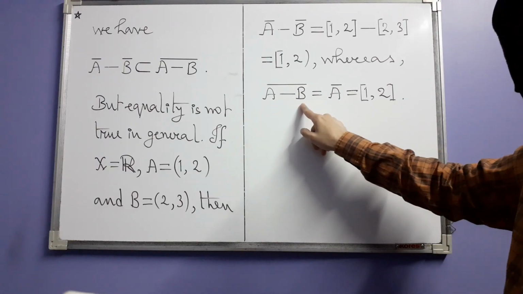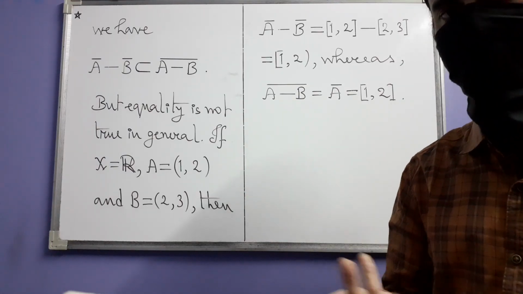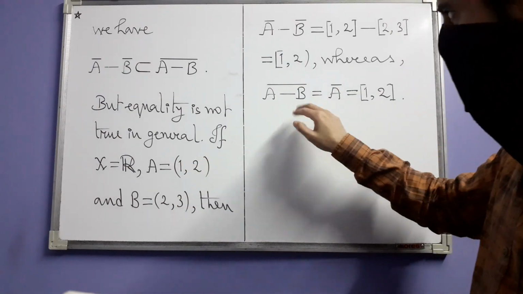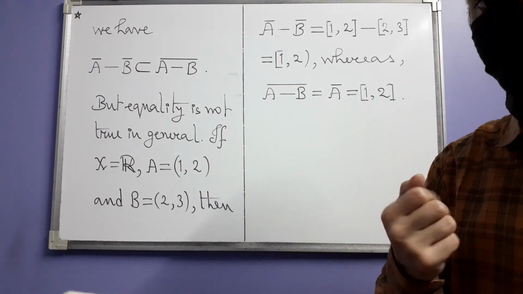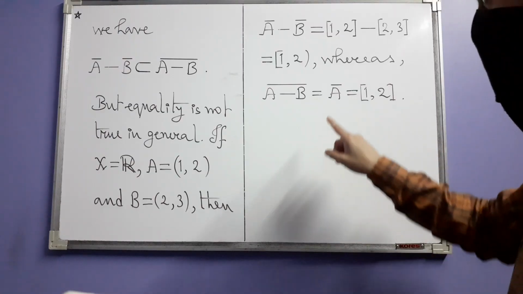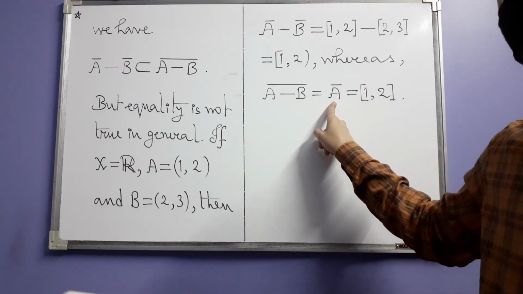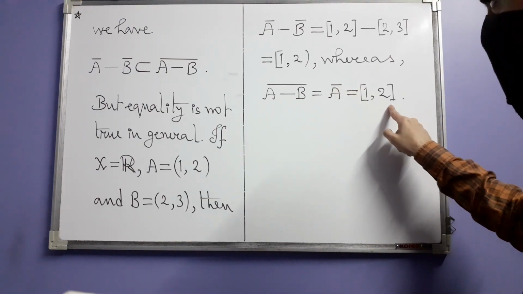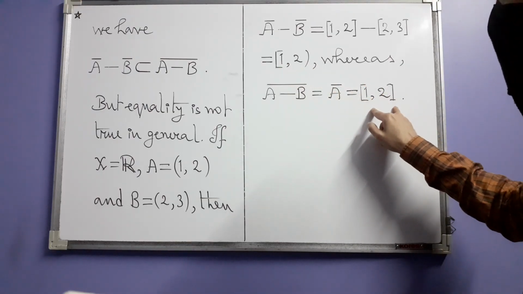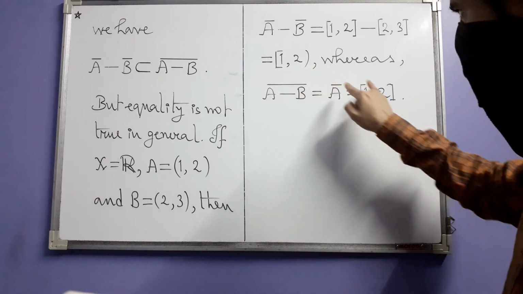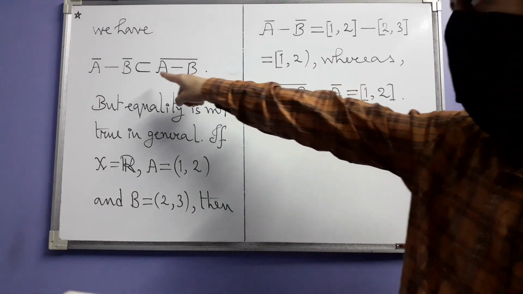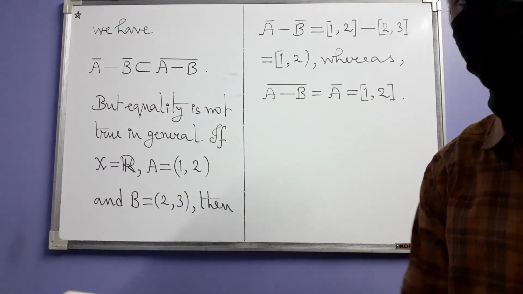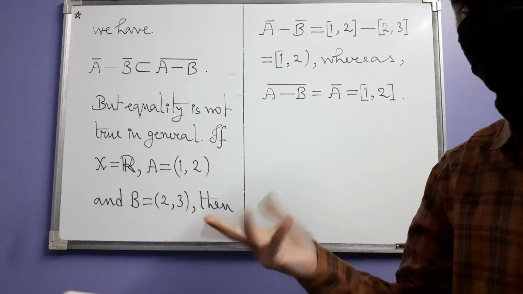Whereas if you calculate this, what is ordinary A difference B? Because A and B are disjoint, if you remove only B from A, nothing actually gets removed. A remains in its entirety and its closure is the closed interval 1, 2. So you can see that they are not equal. In fact, this is a proper subset of this. So that subset relation remains, but equality does not happen in this case. So that means equality is not true in general.